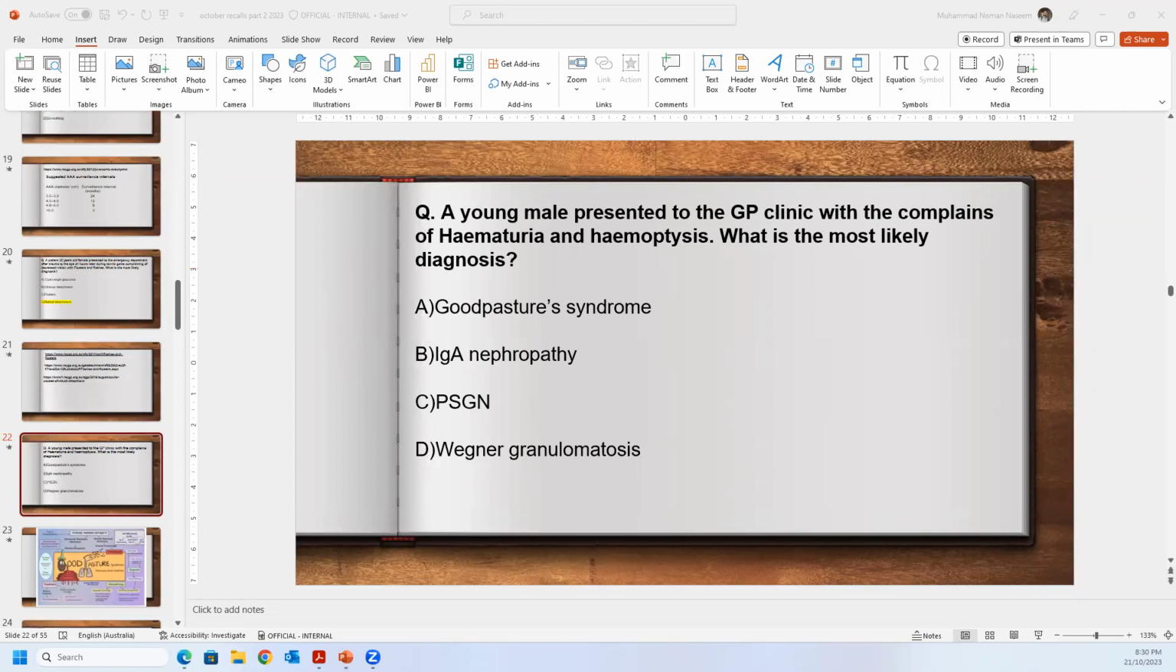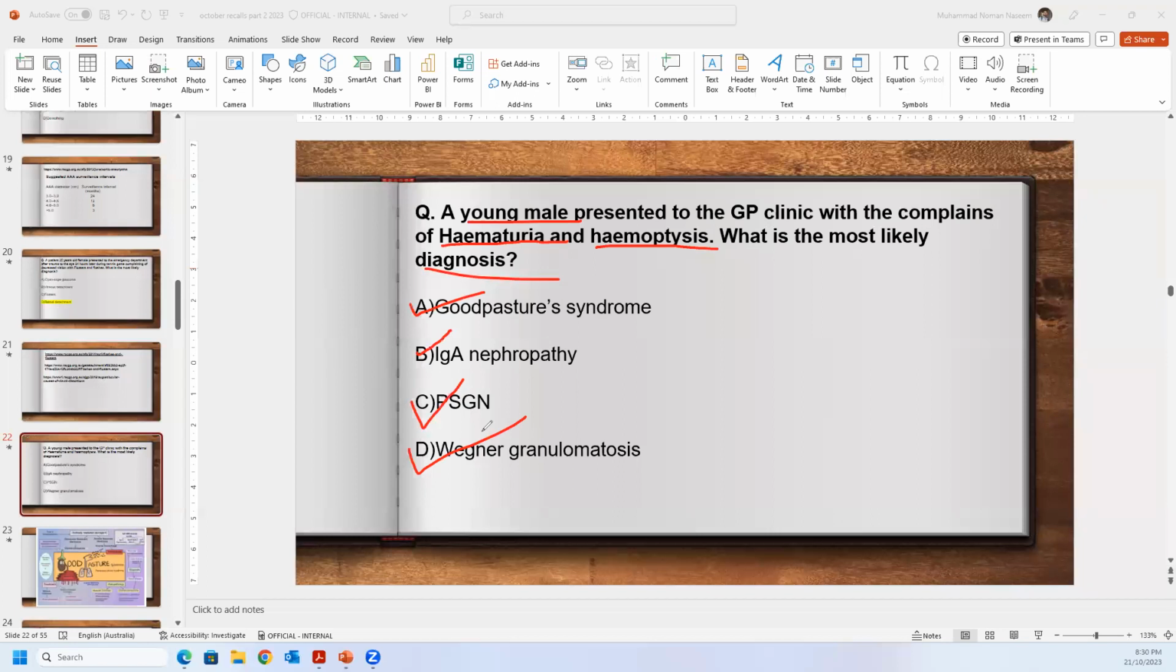All right. A young male patient presented to the GP clinic and complains of hematuria as well as hemoptysis. What is the most likely diagnosis? Goodpasture syndrome, IgA nephropathy, post-streptococcal glomerulonephritis, or Wegener granulomatosis.